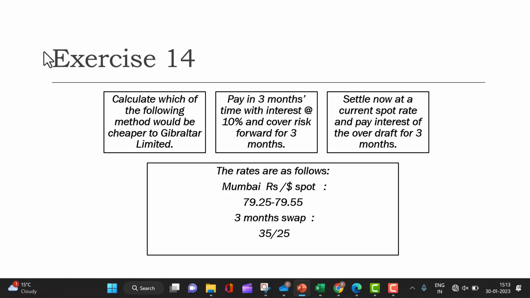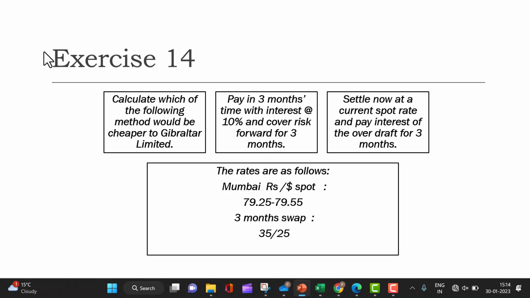Have you got it? Look at the rates given here: the rates are as follows. Mumbai rupee spot 79.25, that's 79.5. So bid rate and ask rate, settlement, 3 month swaps. The swap points should also be in increasing order. If it is in decreasing order, it means the dollar is going to depreciate against the rupee in the next 3 months' time. So this is what the bank is expecting. Interbank rates are due to that. So now you don't have to add the points to the bid and ask, you have to minus them instead of adding. So 79.25 minus 0.35, the forward rate will be 78.90.